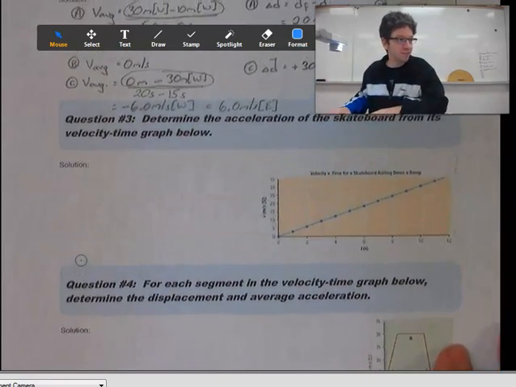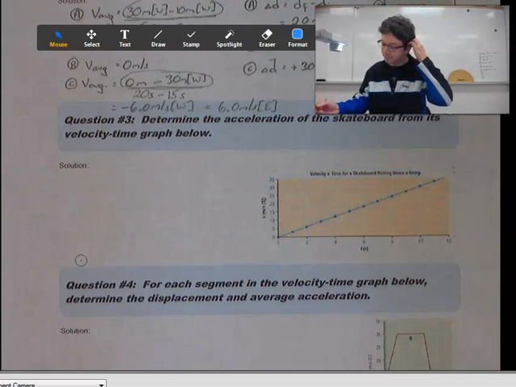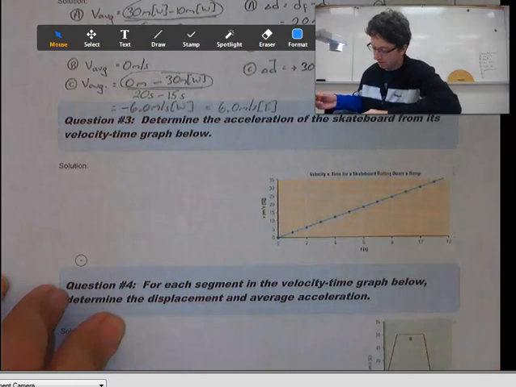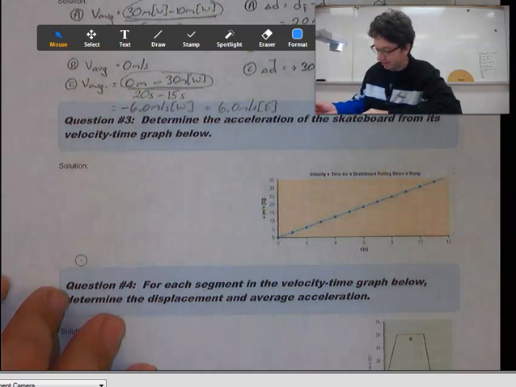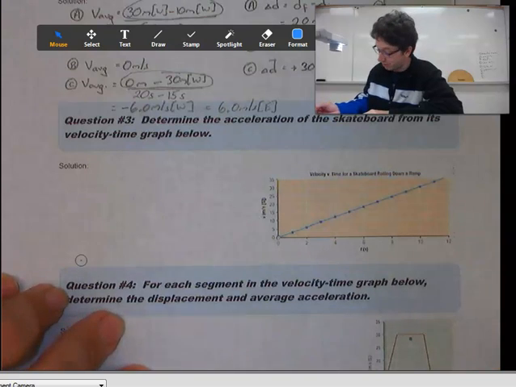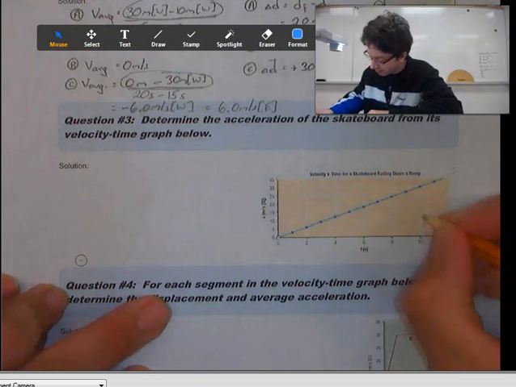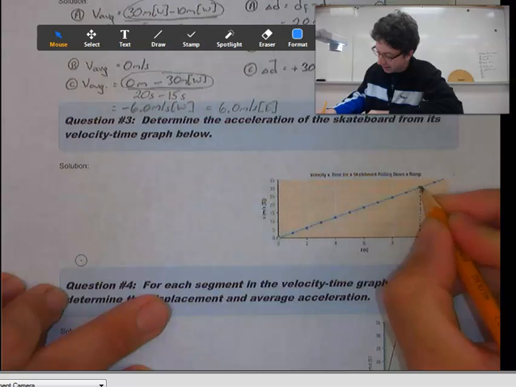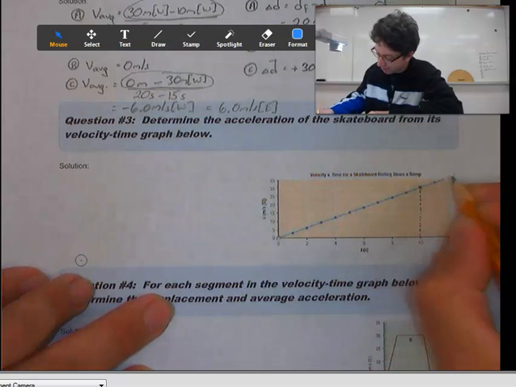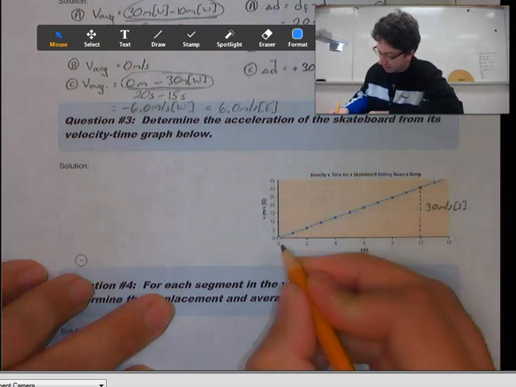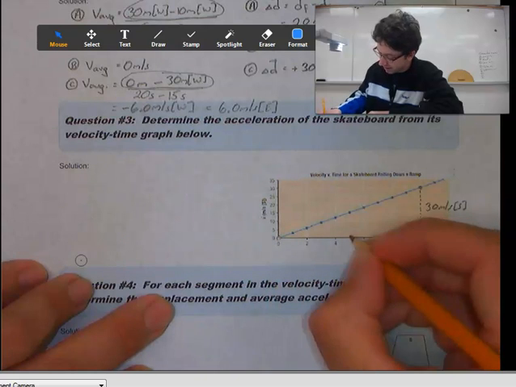So here's question three, and this is the velocity time graph that was on the PowerPoint. It says determine the acceleration of the skateboard from its velocity time graph. Okay, this one doesn't have points chosen for us, but when you're finding a slope, you just choose any two points you want. I'll choose the origin, since it goes through the origin, it's a convenient point to pick. And then 10 is a nice point, I'll pick 10. So our rise then would be here, right? And it looks like we're rising up 30 meters per second south. And our run goes from 0 to 10, so our run is 10 seconds.